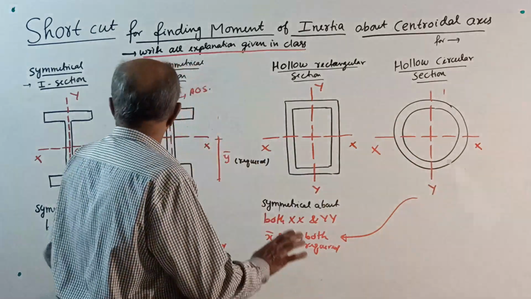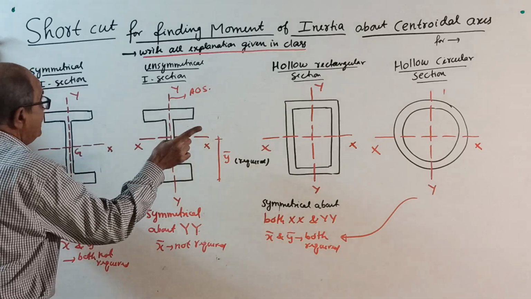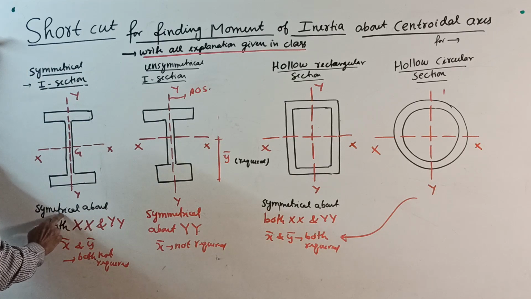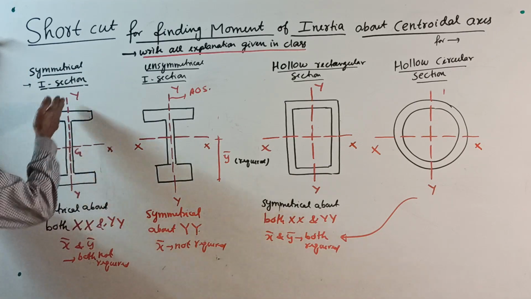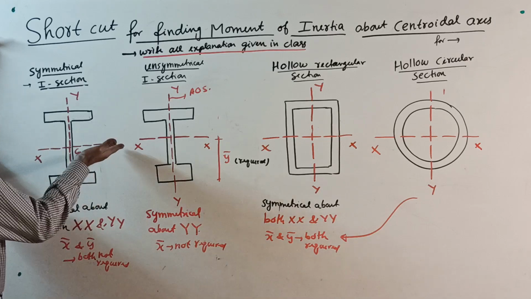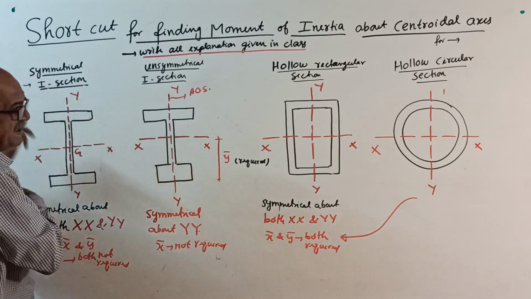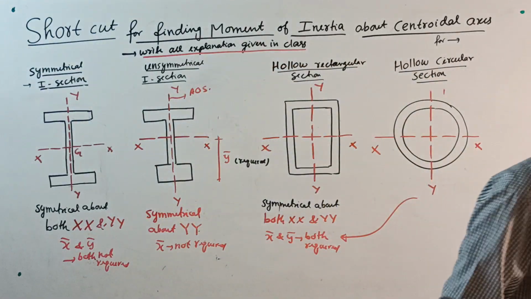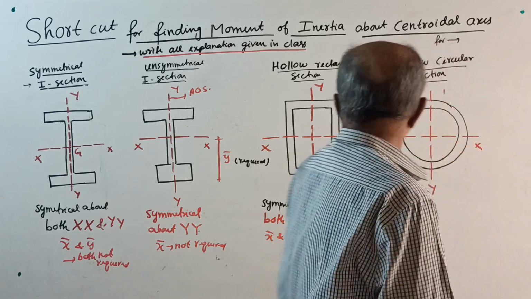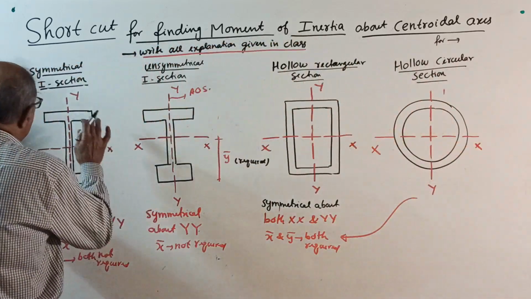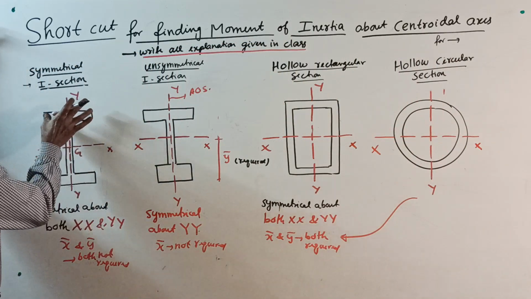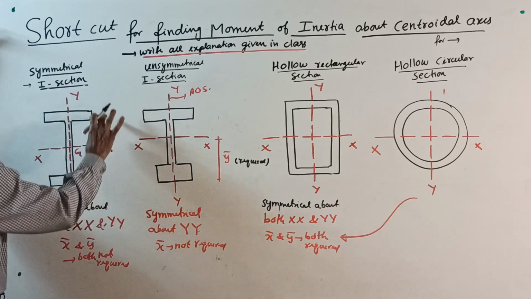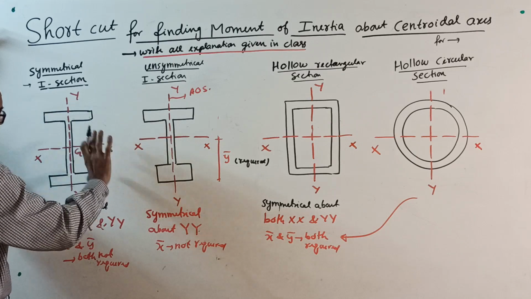See, first of all, make a note of what all I tell. Symmetrical I section, you write this sketch. It is symmetrical about both xx and yy. Now, if it is symmetrical, see what happens, first of all dimensions-wise. Whatever is the width here, this is half, this is half. Whatever is the depth here, this is half, this is half.